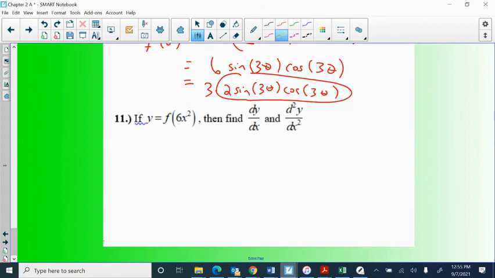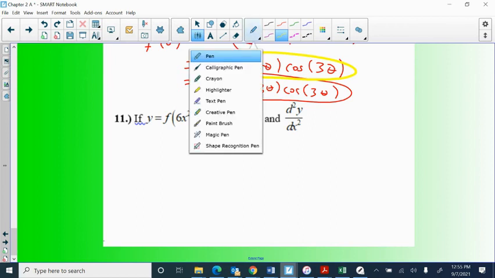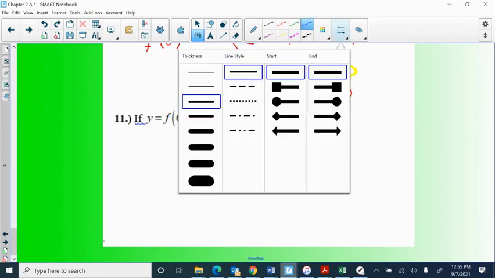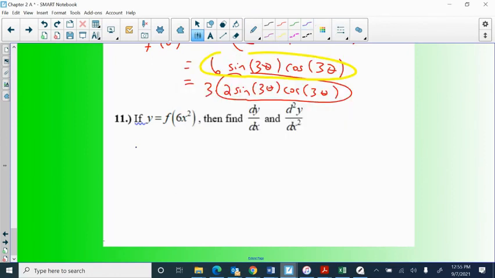Okay, and then last thing, sorry, one more. I love this notation. It says find the first derivative, find the second derivative, and we don't know what f is, so we just have to express it in terms of f prime. So dy dx is equal to f prime of 6x squared, then chain rule of x. So don't do the derivative of the inner function yet.